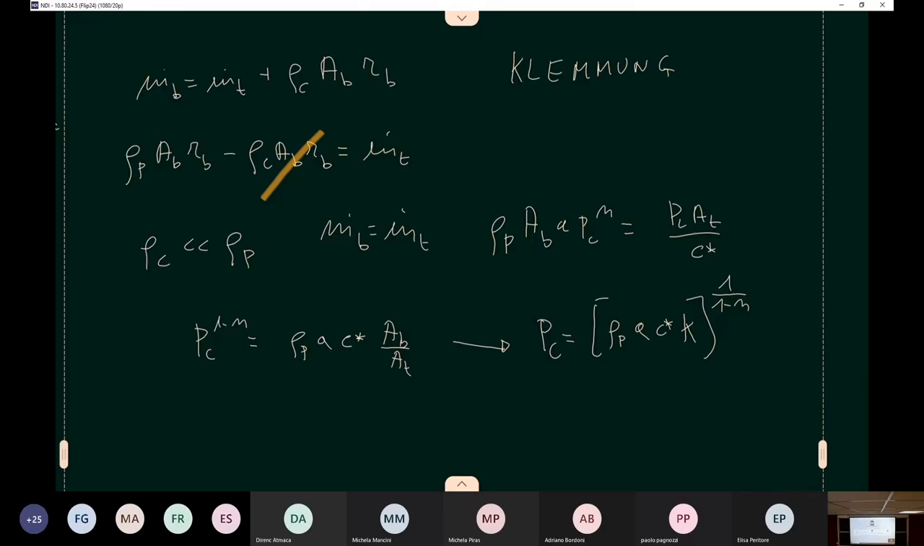And you can design, for a given burning surface, more or less high pressure based on the throat diameter, and vice versa, for a given throat diameter, you can obtain a more or less high chamber pressure based on the Clemmons parameter being more or less large. A more or less large Clemmons parameter means more or less high burning surface.